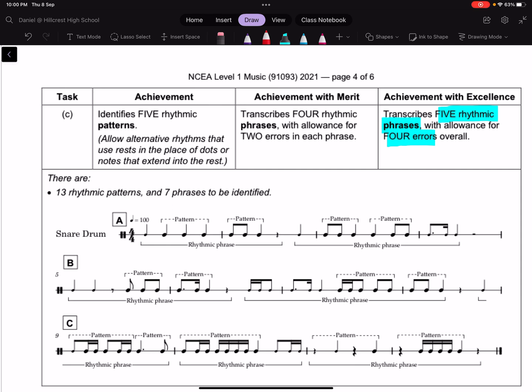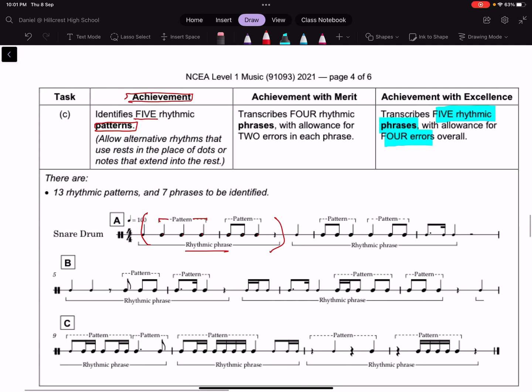Now, what is a rhythmic phrase? Let's have a look at what achieved is. You need to get 5 rhythmic patterns. Patterns are these shorter versions. You get the 3 notes in a row here with a pattern. They allow this as a pattern. But if you get these 2 patterns in a row, I'm sorry, that's called a phrase. And you're allowed to make 1, 2, 3, 4 errors. I guess 1 per phrase if we do averages.